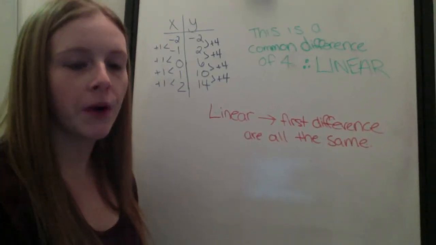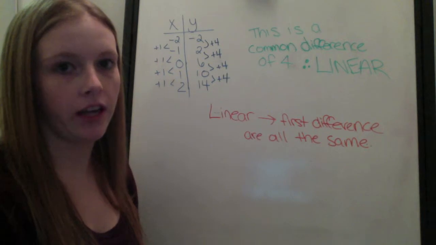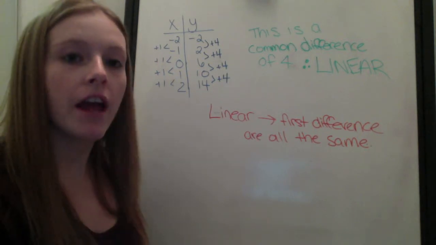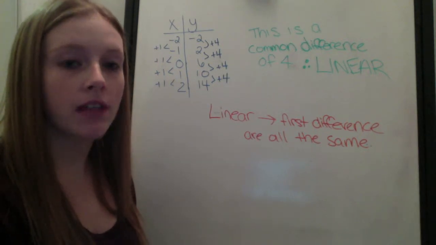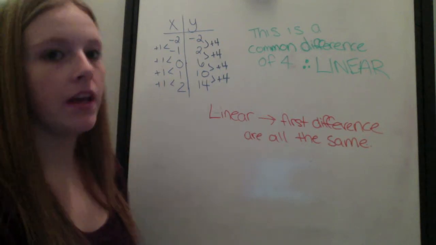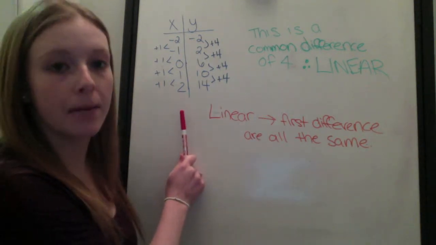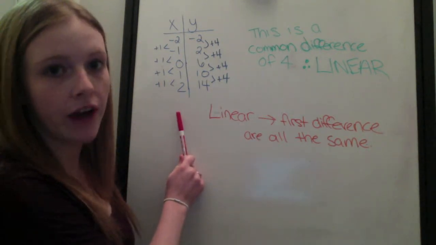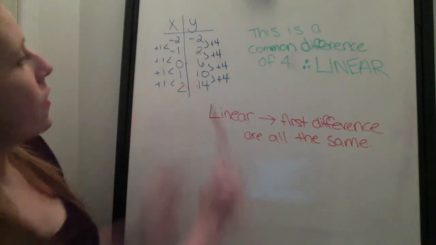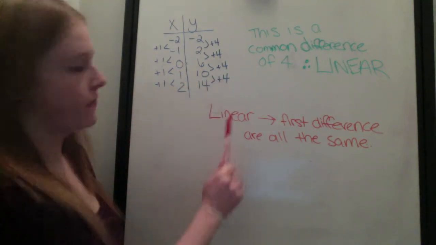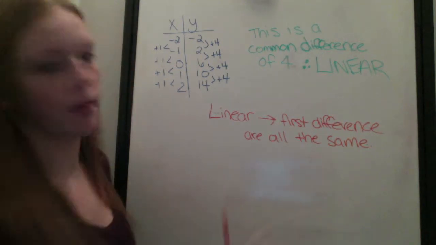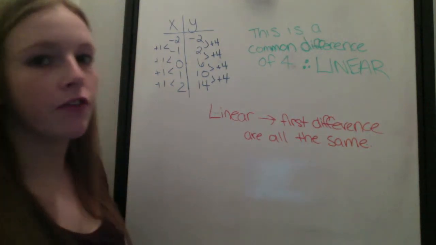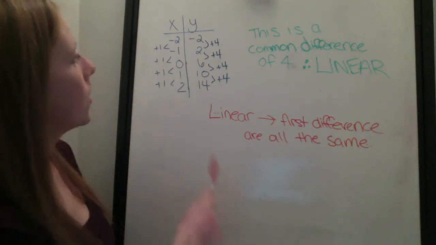So first we are going to look at what a linear graph looks like. A linear graph is y equals mx plus b. This is an example of what a table of data would look like for a linear graph. It is where the first common differences are all the same. So in this graph, the first common differences are 4.